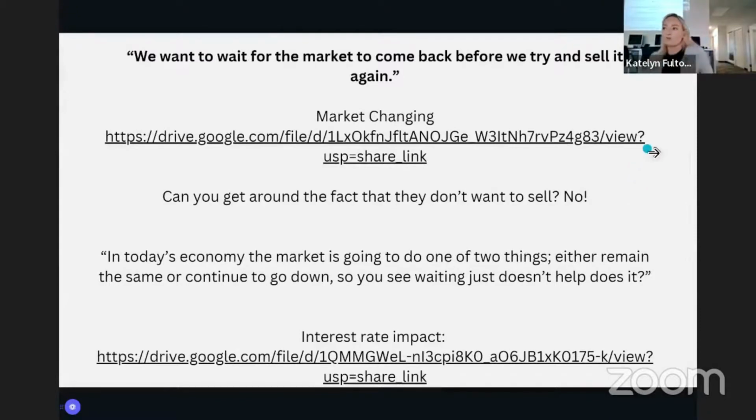Because this is going to be a more common one, and I still will give you guys the script books for it. But we want to wait for the market to come back before we try and sell it again. Can you get around the fact that they don't want to sell? No. But a good objection for you guys to talk about today is, well, in today's economy, the market's going to do one of two things. It's either remain the same or continue to go down. So you see, waiting just doesn't help, does it?